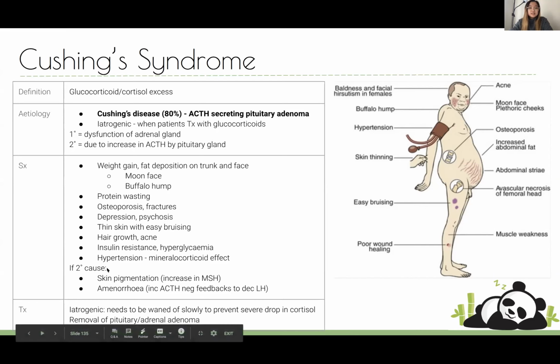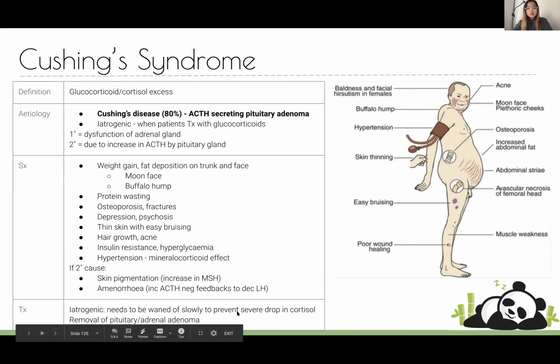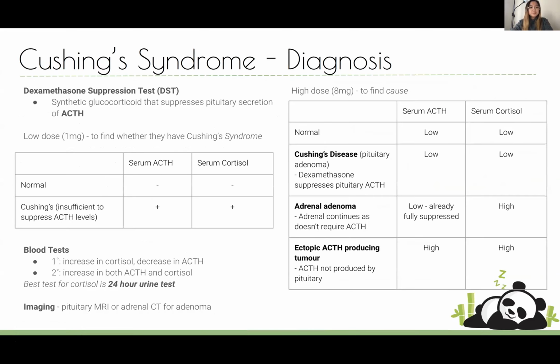And then if it's secondary, so if it's due to a pituitary issue, you can also get an increase in MSH, and hence you get skin pigmentation, a darker, bronze skin color, and you can also get amenorrhea. For management, if it's iatrogenic, then make sure that they're weaned off their glucocorticoids slowly to prevent a severe drop. You should reduce it. And if it's due to Cushing's disease, then you should remove the adenoma.